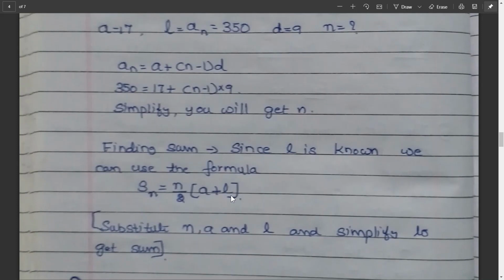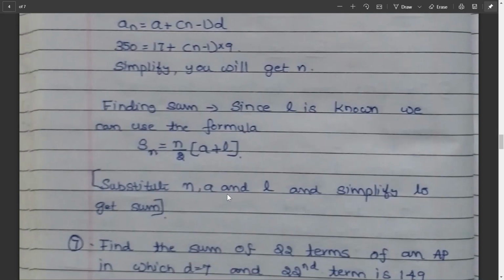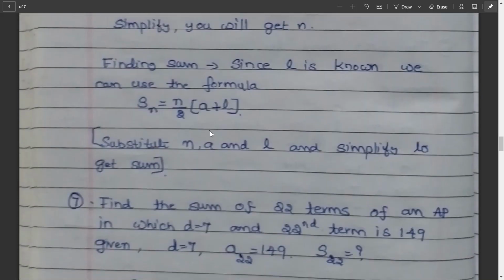Then the question is finding the sum. Since the last term is known, we can use the formula Sn is equal to n by 2 into A plus L. Here n you will get. So substitute the n value, the A value is already known, and the last term is given. If you substitute in this, you will get the sum up to n terms.